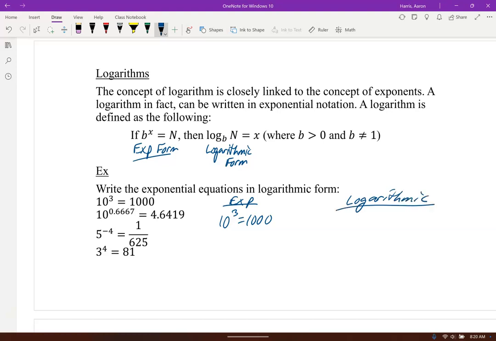We can put that in logarithmic form. Here's how I like to remember it. I put the log here, the equals here, and I go: 10 to the third is 1,000. So in other words, log base 10 of 1,000 equals 3. Because again, b to the x equals n. In other words, log base b of n equals x.